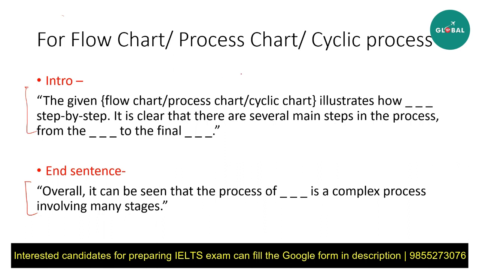So an introduction for a flowchart would be something like: the given flowchart illustrates how, let's say, plastic bottles are being recycled step by step. It is clear that there are several main steps in the process, from the first step to the final stage. In the overall, you can say it can be seen that the process is a complex process involving many stages. So these are two different statements, and they can be kept fixed if you want to use the same one over and over again for all kinds of flowcharts. This is very flexible, so you can change it according to your convenience, and you can take a screenshot if you want to.